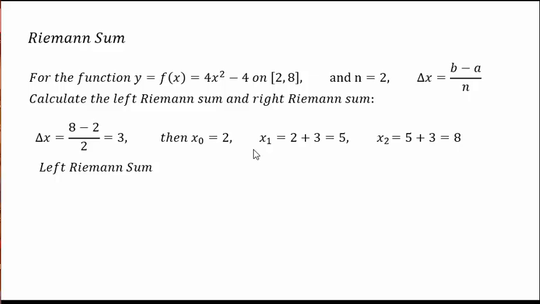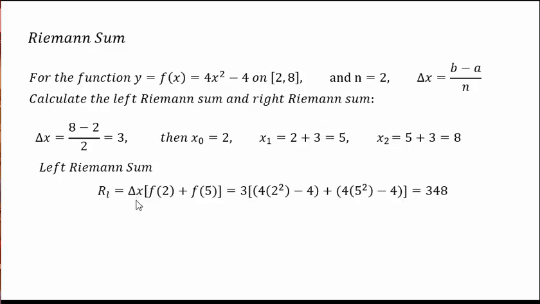Now to find the left Riemann sum, we take two divisions starting from the left hand side. So we have delta x times f of 2 plus f of 5. So we substitute x to be 2 and 5, and we add them together to get 348.